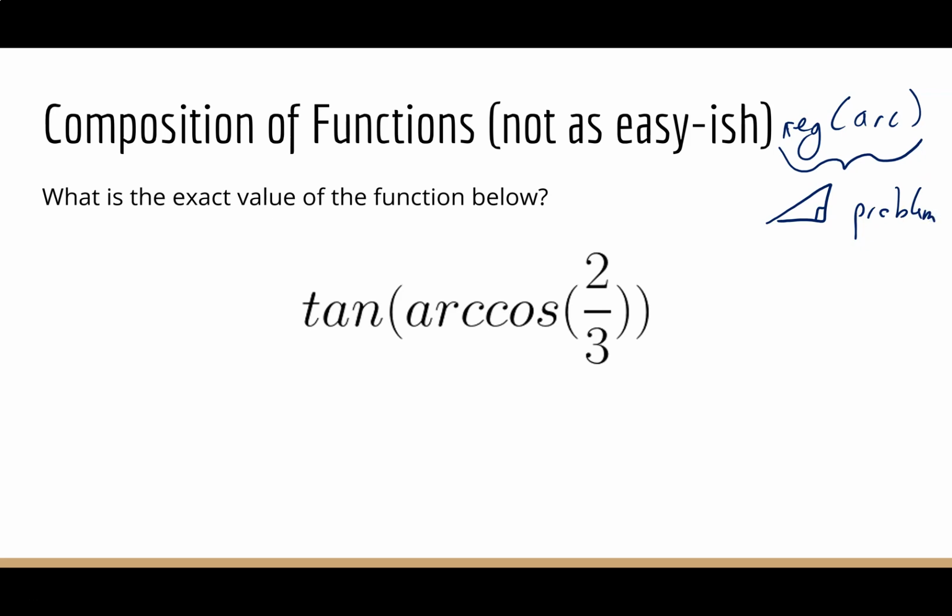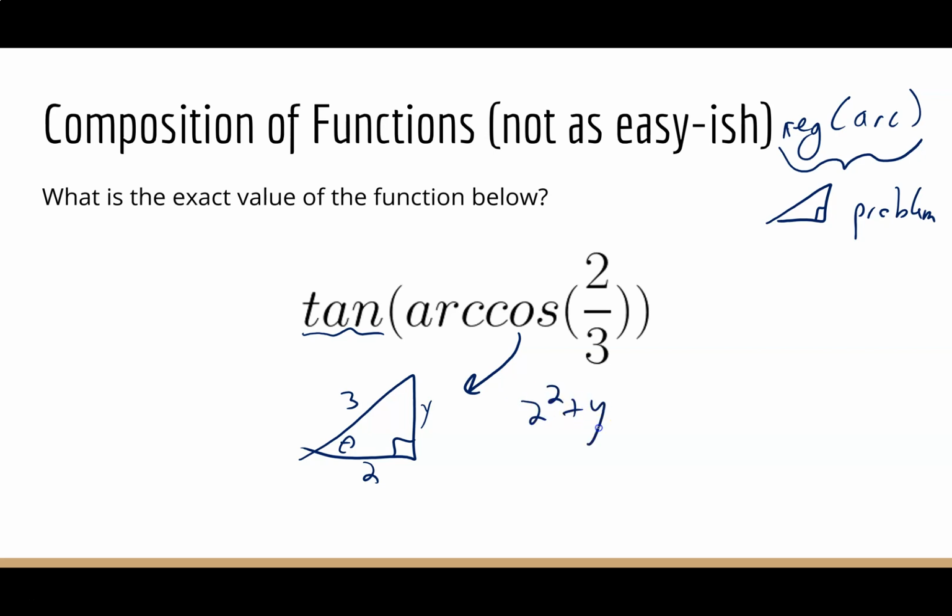So the exact value of the function below, arc cosine of 2/3. I'm going to draw a triangle, and cosine is adjacent over hypotenuse, so if this is my angle, 2/3. And now I want the tangent of that triangle. So this produced the triangle, and then I want the tangent of the triangle, so I need that value right there that I'm going to call y, and then it's a Pythagorean theorem problem.